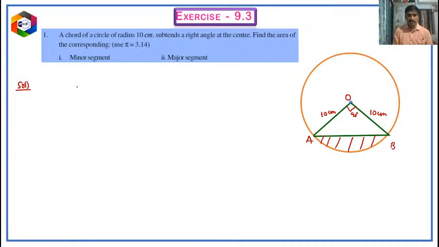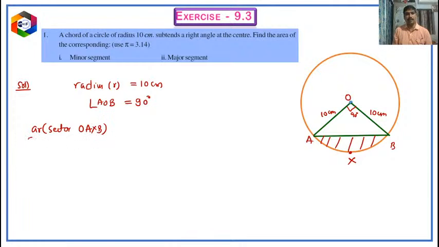Here, the radius R is equal to 10 centimeters. Now the chord is making an angle AOB, which is equal to 90 degrees. Okay, now let us assume another point, some X here. Now the area of sector OAXB I am going to calculate first.